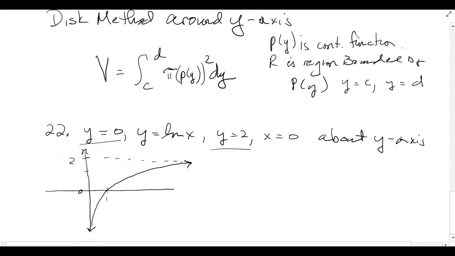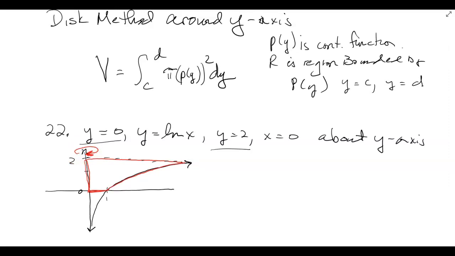So let's think about what it's bounded by here. I'll do that in red for a second. It's bounded by y equals 0, y equals ln x, y equals 2, and x equals 0, so here. So we're taking this and we're going to go ahead and revolve it around the y-axis.